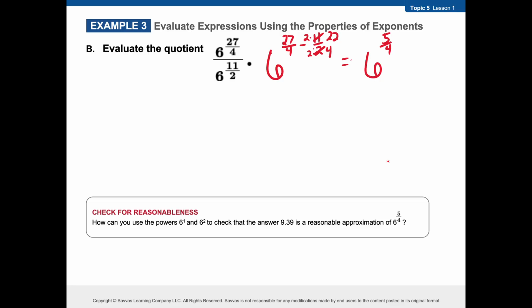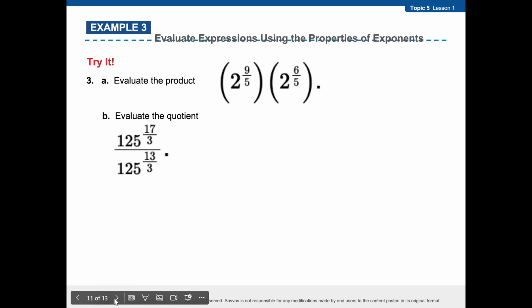So on your scientific calculators, 6, y to the x button, 5, ABC, 4 equals. And this gives you a decimal. More than likely, sometimes you'd have to round to the nearest hundredth. So answer should be 9.39. If it tells you to evaluate, that means it needs what this could equal to. You can pause and try these on your own.